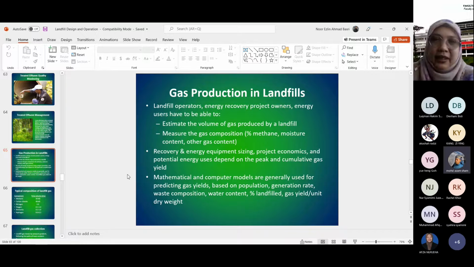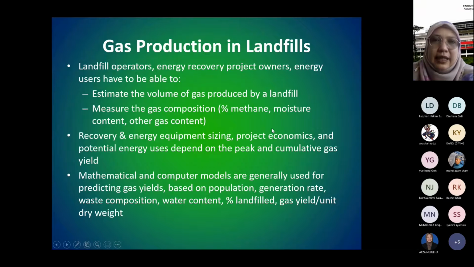Okay, so you have learned about the lining system, about leachate collection facilities and treatment. Now we go to the next design requirement, which is gas production in landfill.